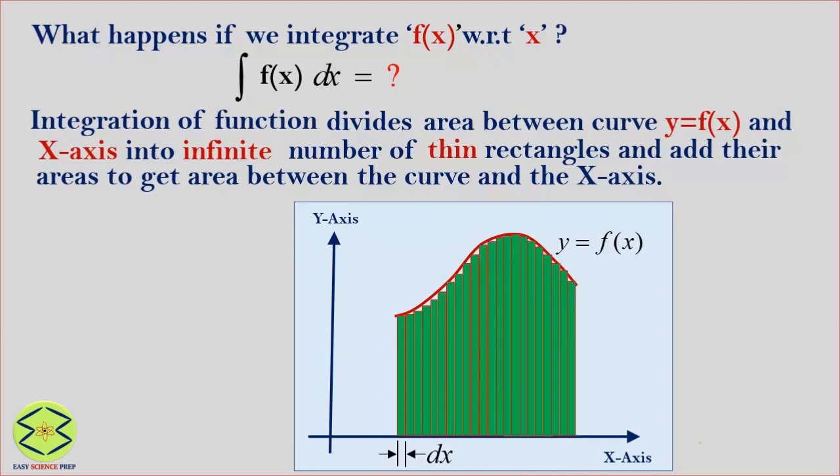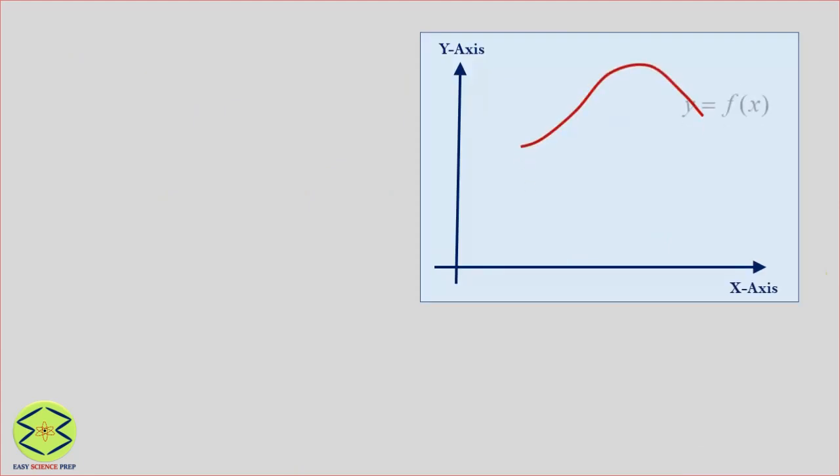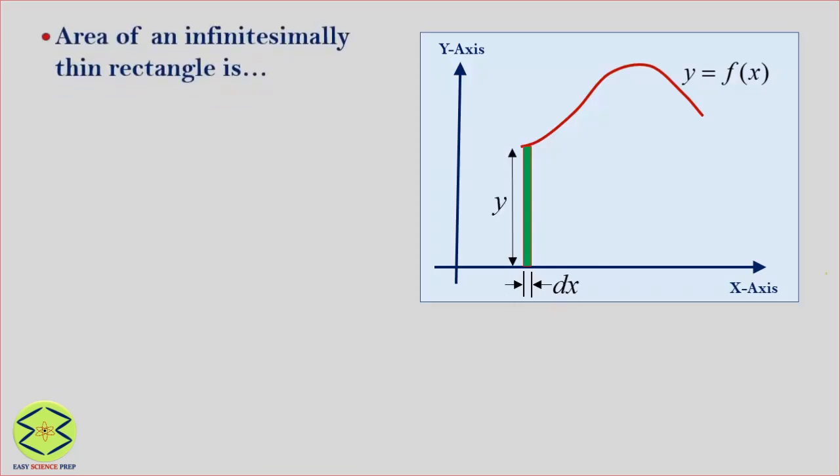And the thickness of each rectangle is very small, that is dx, and the height of the rectangle is y, which is the y coordinate of the curve at that particular point. So now consider again the function y is equal to f of x, and consider a single rectangle having thickness dx and height y. So this rectangle will have an infinitesimally small area dA, and it is equal to the product of height y and thickness dx.